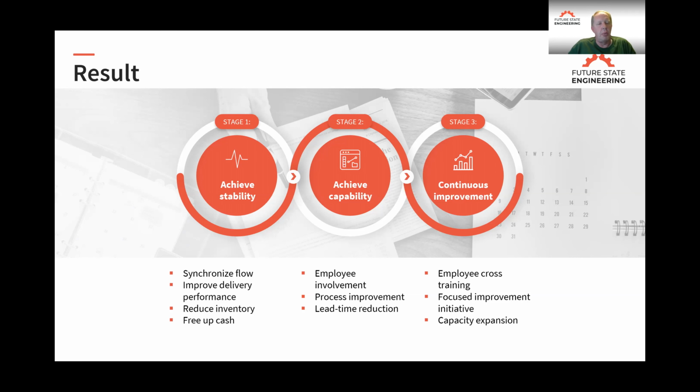Once we get stable, the next step is to improve capability. Maybe the outcome's predictable, but maybe lead times are still too long. Things might be predictable, but there still might be some things that aren't satisfying the customer's needs. So that's where we focus on improving the capability at that step. Once we do that, the third stage is really focusing on continuous improvement. Don't start any continuous improvement events until we achieve stability and capability first.